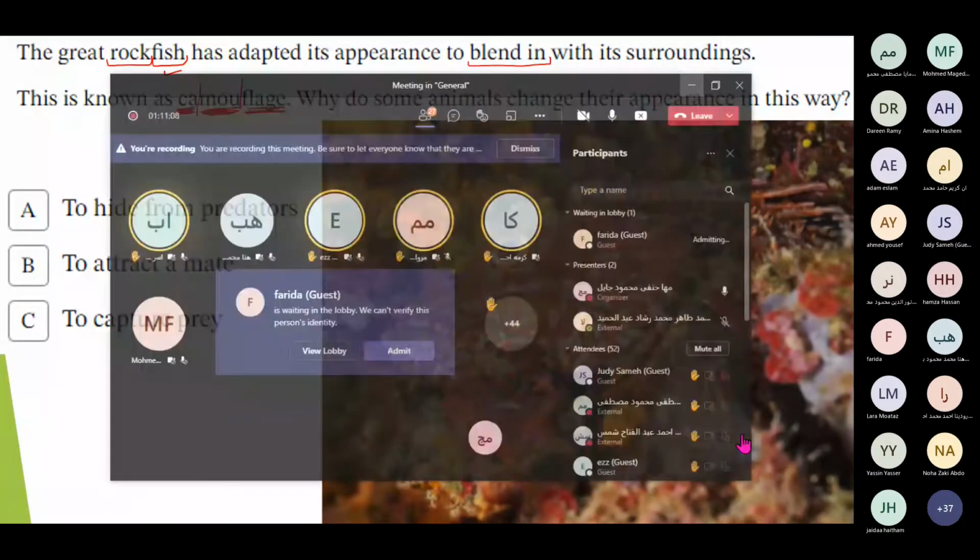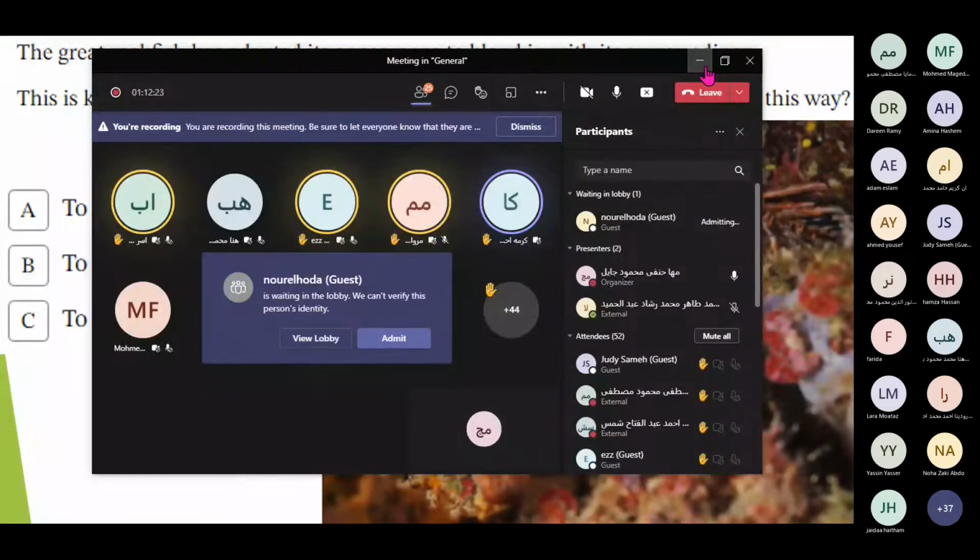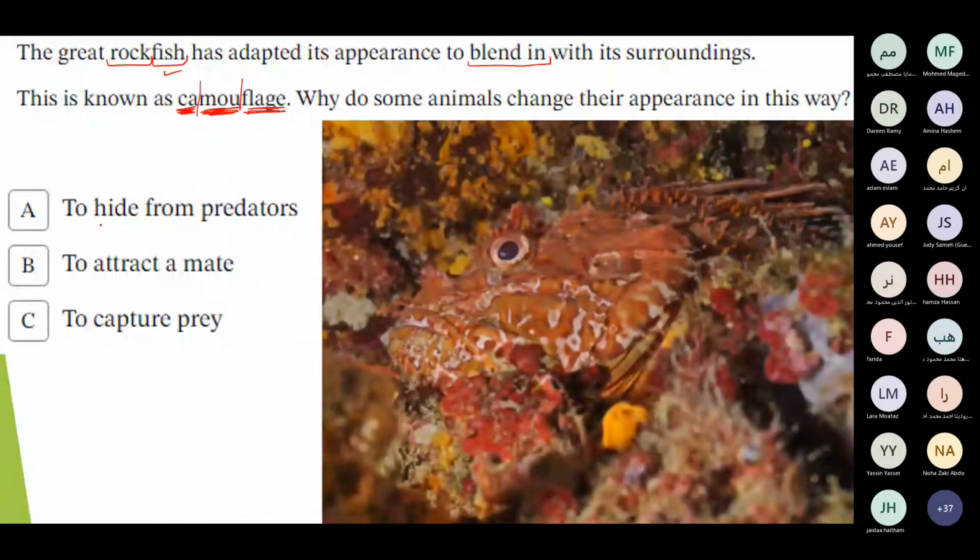To hide from. This is hide. Last time we said the Magic ID is called hide, meaning to keep away, you can't see me. To hide from predators. Or to attract a mate. A mate means a husband or a wife. Is the reason for camouflage to attract a mate? No. Is it C, to capture prey?